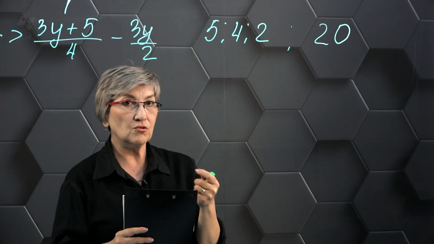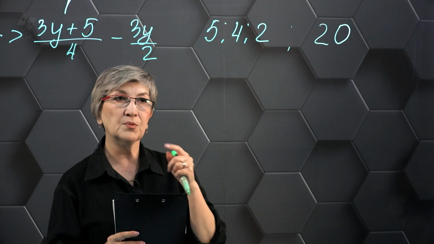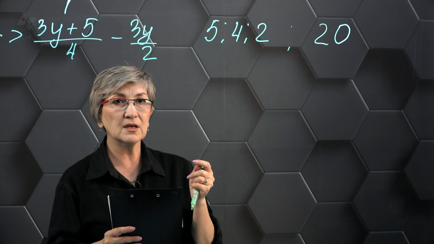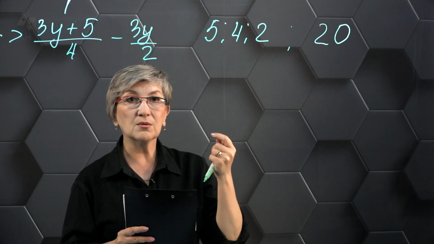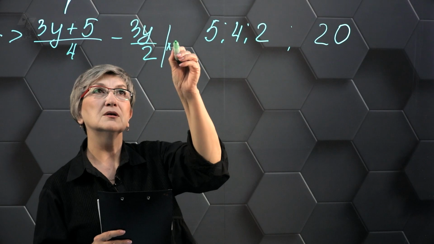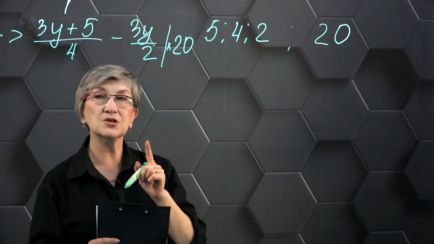You can take another number, for example, 40, and by multiplying both the left and right sides by 40, you will also get the correct answer. But let's agree, it will be much easier to work with the number 20. I multiply the left side and the right side, each term, by the number 20.